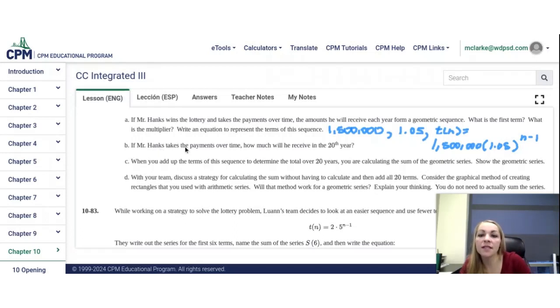So if Mr. Hanks takes the payments over time, how much money will he receive in the 20th year? So to do that, we're just going to plug in 20 for n. So I'm just going to quickly go to my calculator. Maybe you want to do this too, just to make sure you're getting the same thing as me. So if we need to pause and get calculators, if we don't have those, go ahead and do that.